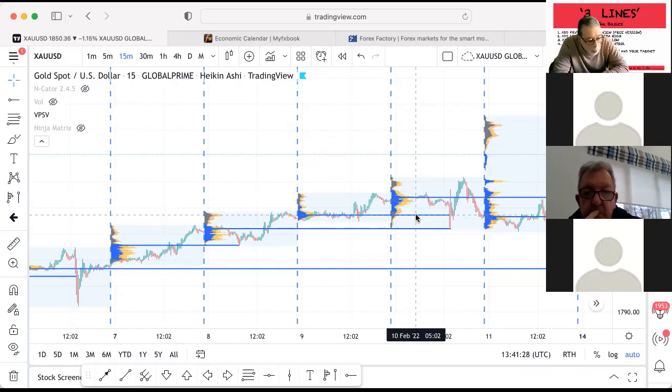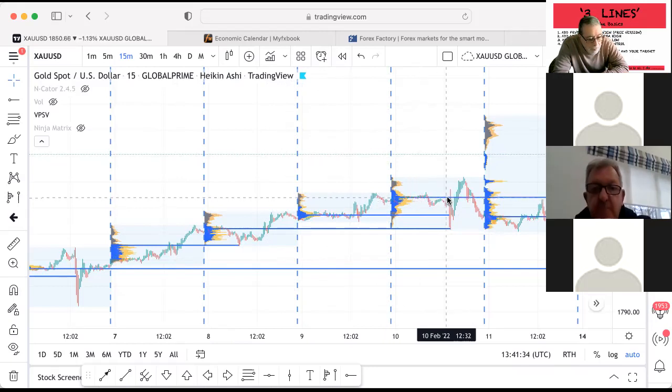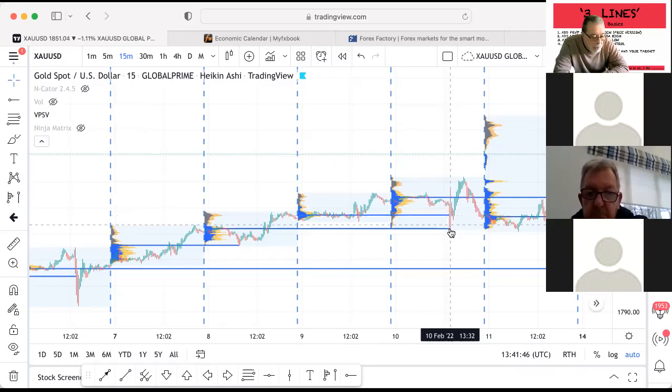This was the oddball of the week. It started above it. It stayed above it until the 1 o'clock New York opening, or 1:30, if you like. And then it crashed all the way down. It went not only to the point of control, but it literally took out the previous day.